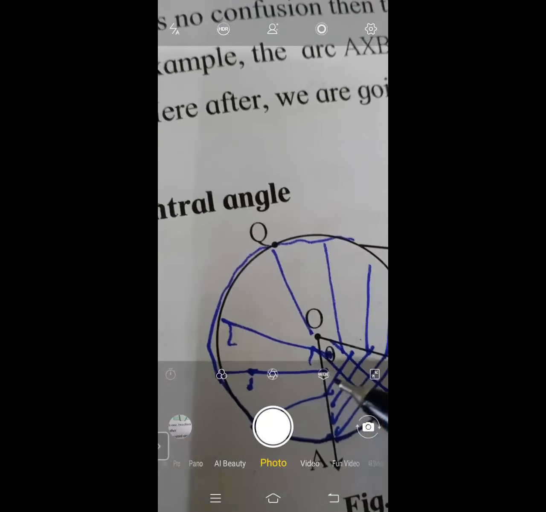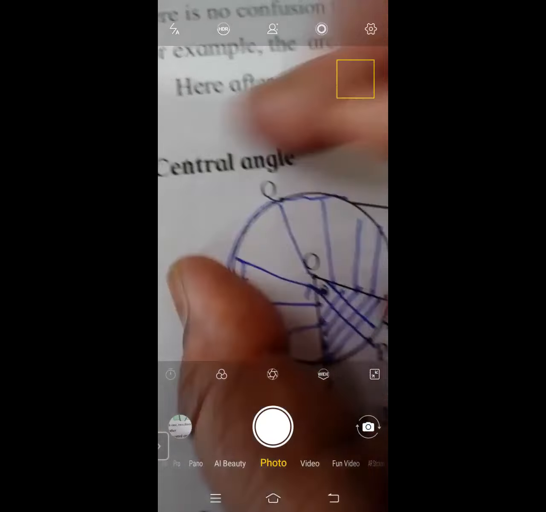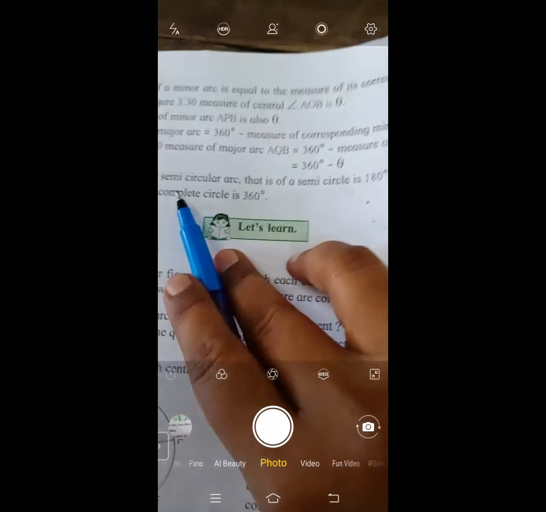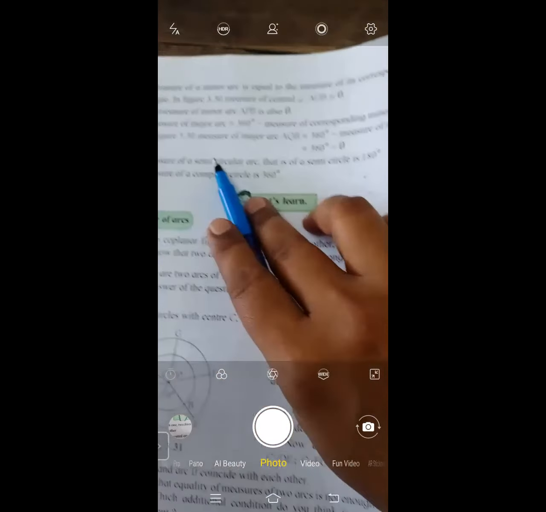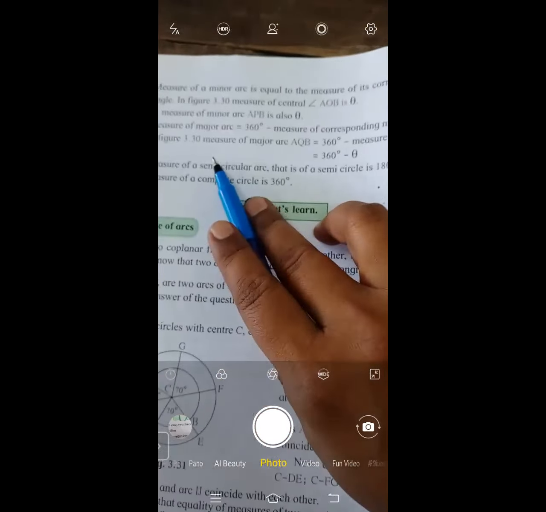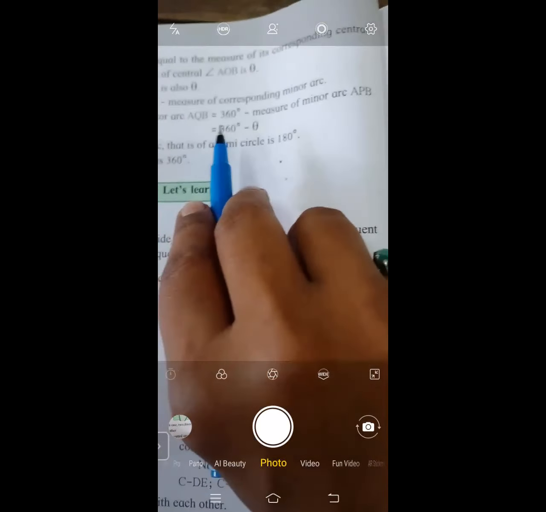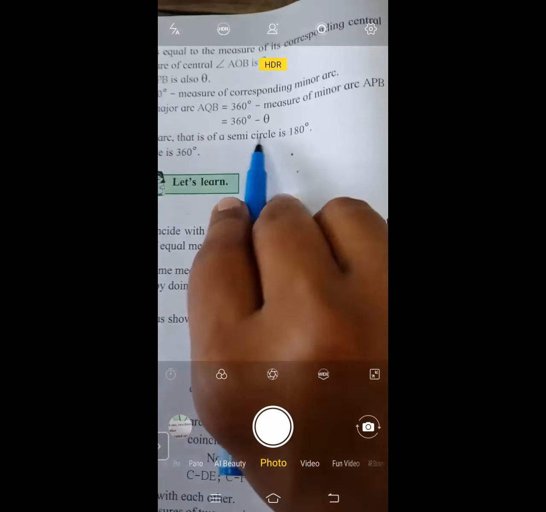We are just going to subtract the minor arc, which we know, and we get the measure of the major arc. These are the easiest things from this circle chapter, so go through it. The measure of the major arc AQB equals 360° minus the measure of the minor arc APB, so 360° minus theta.